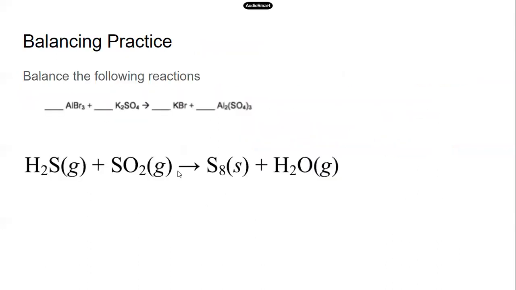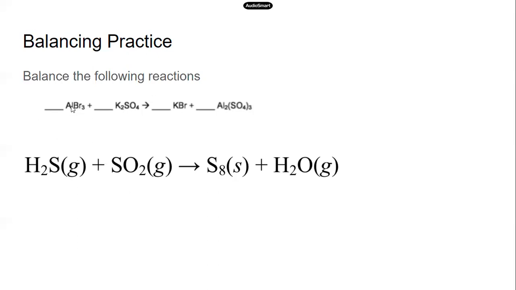So now we're just going to do a little bit of practice balancing these reactions. It's pretty straightforward on this first one. The second one gets a little more difficult. So just remember the steps for balancing a reaction. We have the reaction. We aren't given the states of matter on this.